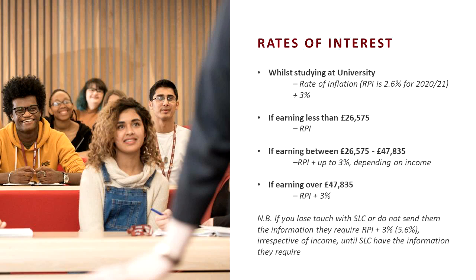Rates of interest. So when you're studying at university, it's added at the rate of inflation plus 3%. If you're earning less than the threshold, it is just added at the rate of inflation. If you're earning between, at the present time, £26,575 a year and £47,835 a year, that's the rate of inflation up to 3%. And if you're lucky enough to be earning above, at present, £47,835 a year, then you're looking at the rate of inflation plus 3%.